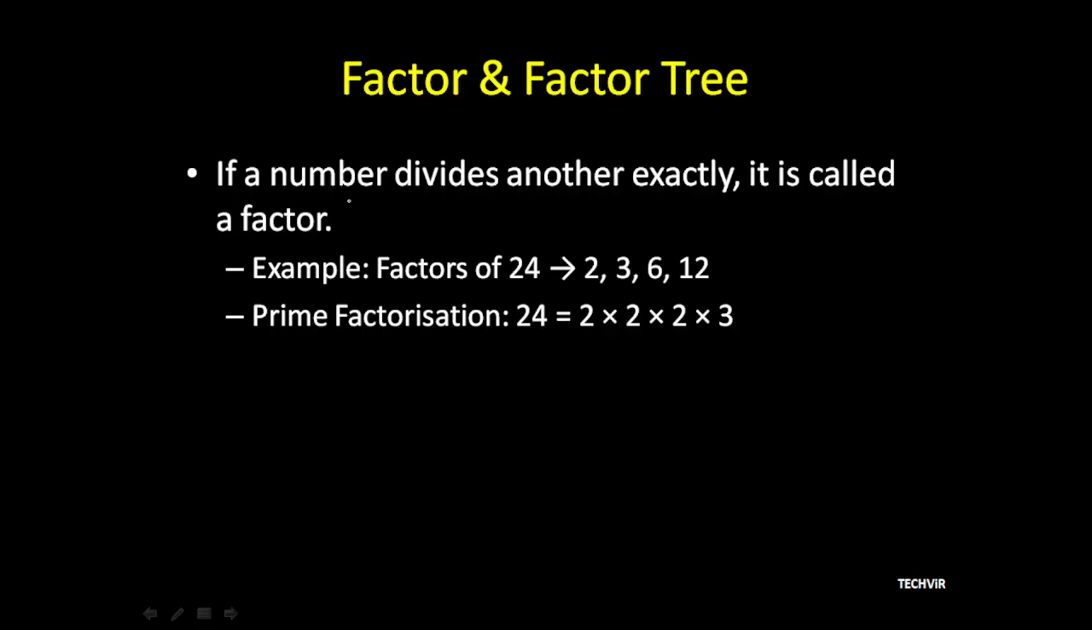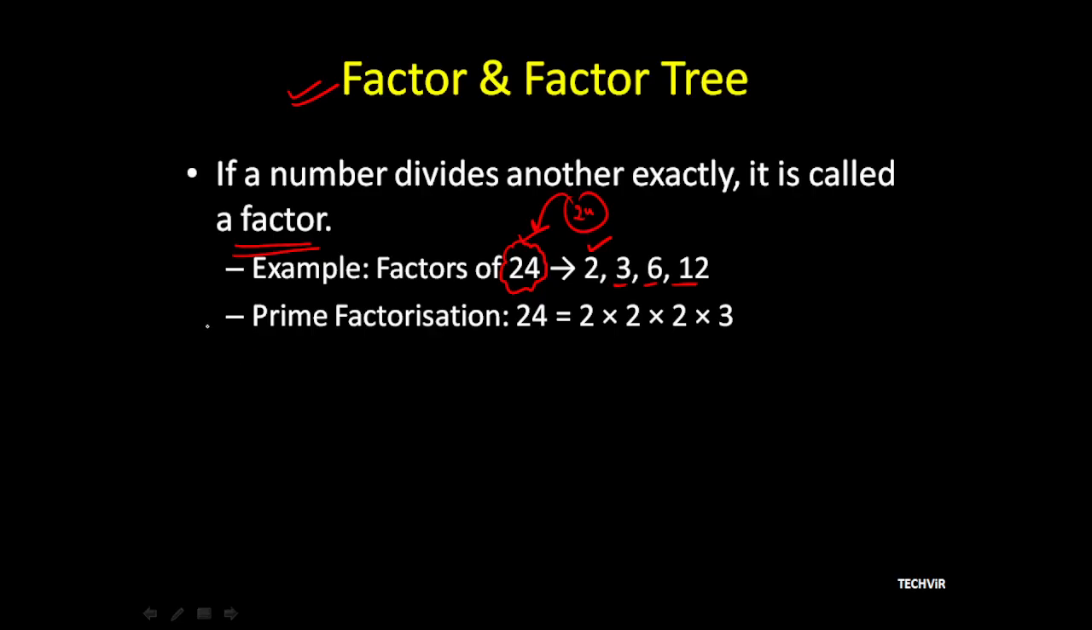So what is the next topic? That is your factor and factor tree. If a number divides another number exactly, it is called a factor. So what do you mean by a factor? The factor is nothing but a number. Say 2 is the number, it is the factor of 24. Why is 2 called the factor of 24? Because 2 divides the number 24 completely. It leaves no remainder when we divide 24 by 2. Likewise 3, 6, 12, they are all the factors of this 24. Even 24 itself is the factor of 24. 24 divides 24 completely.